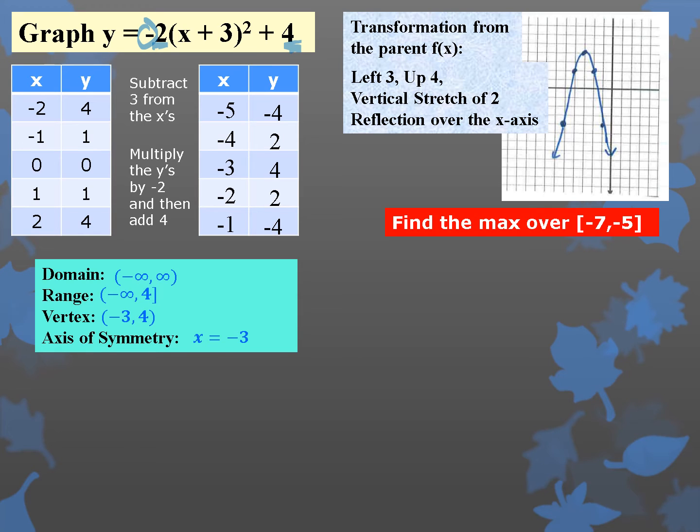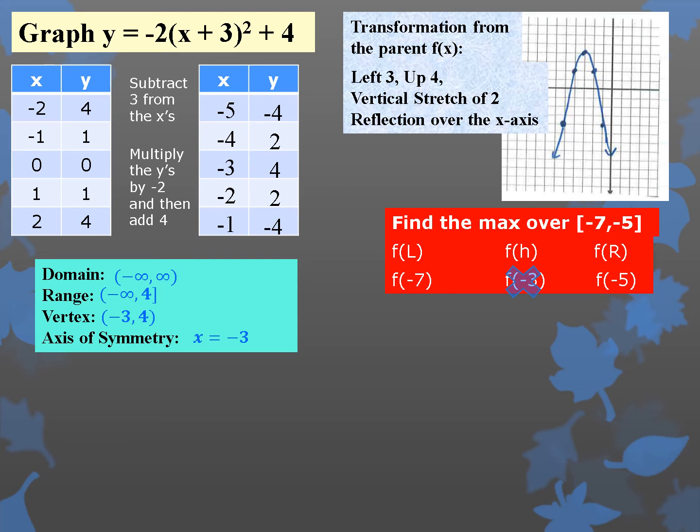Now, let's talk about finding the max over the interval negative 7 to 5. So that tells me we're going to do f of L, f of h, and f of r. My left is negative 7, my right is 5, and this time my h is negative 3. So, is negative 3 in between negative 7 and 5? Nope. So that means I don't have to worry about it. I just calculate negative 7 and 5.